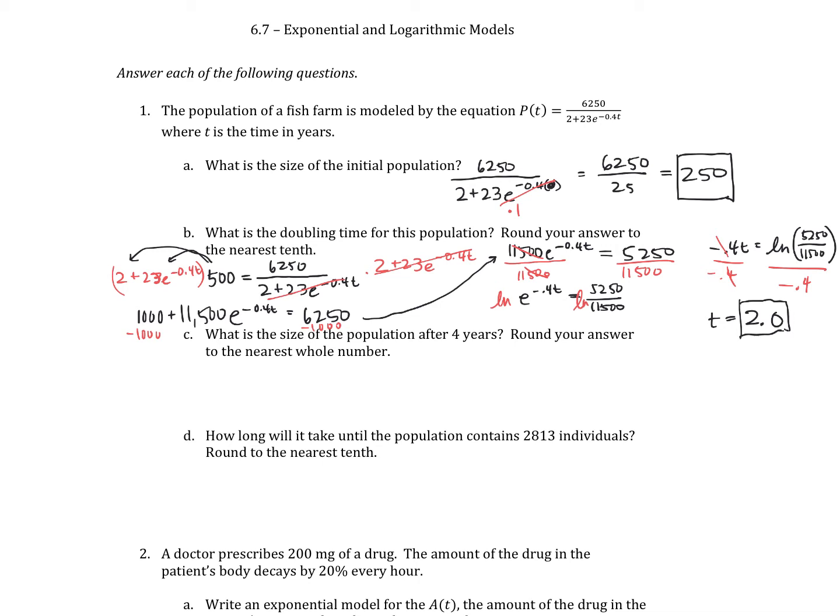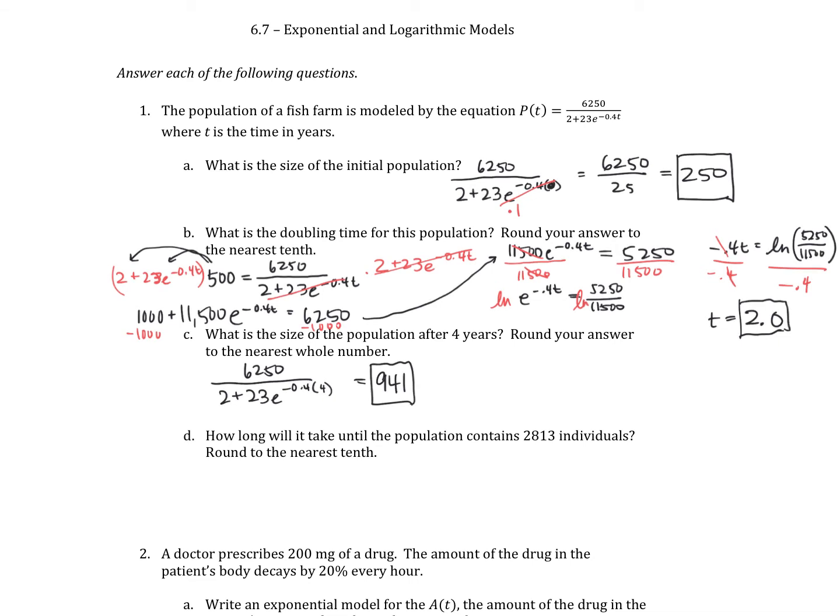All right, number 1C. What is the size of the population after 4 years? So in this case, they're giving us the years. We just plug that in. So 6,250 over 2 plus 23 e to the negative 0.4 times 4. And when we plug that in, round to the nearest whole number, we should get 941. So after 4 years, the population of fish is 941.